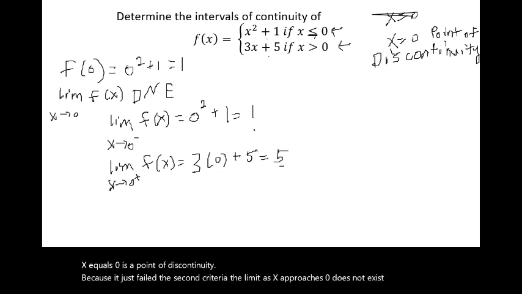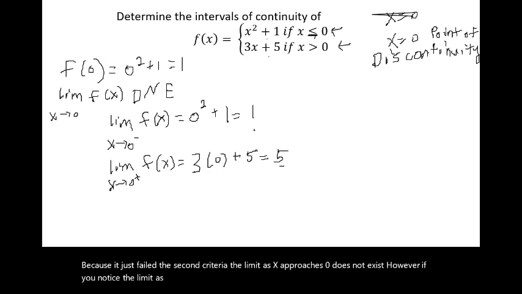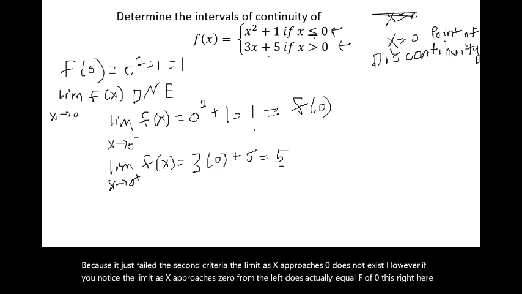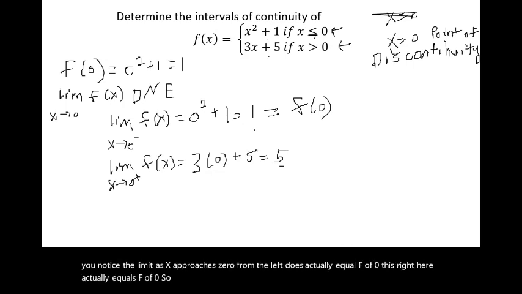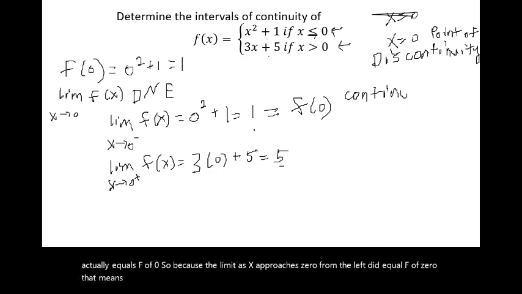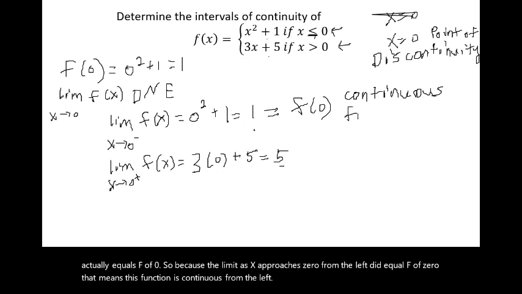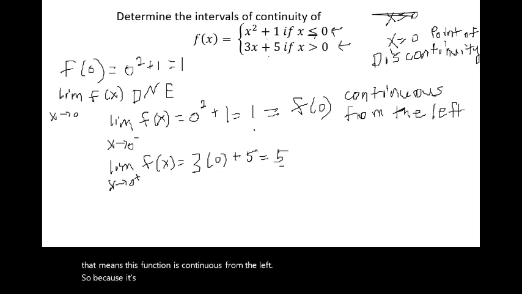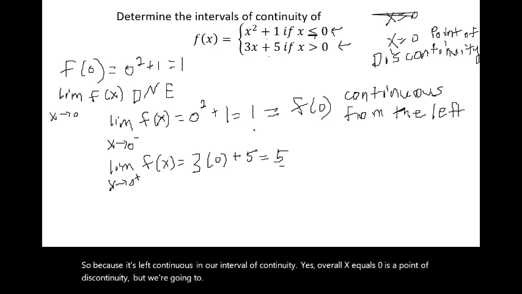However, if you notice, the limit as x approaches 0 from the left does actually equal f of 0. This right here actually equals f of 0. So because the limit as x approaches 0 from the left did equal f of 0, that means this function is continuous from the left. So because it's left continuous, in our interval of continuity, yes, overall, x equals 0 is a point of discontinuity, but we're going to represent this continuity from the left in our interval.